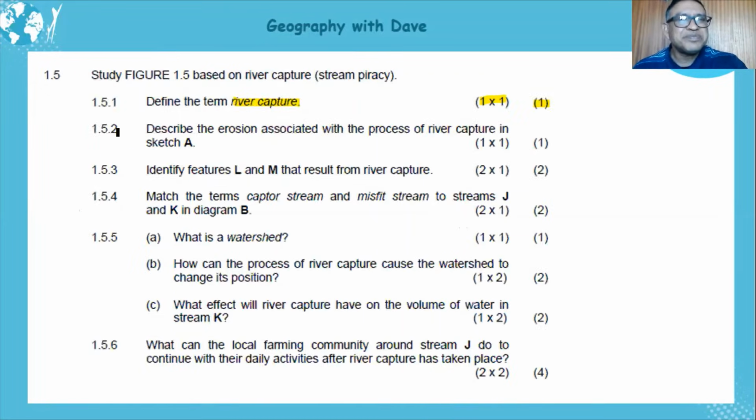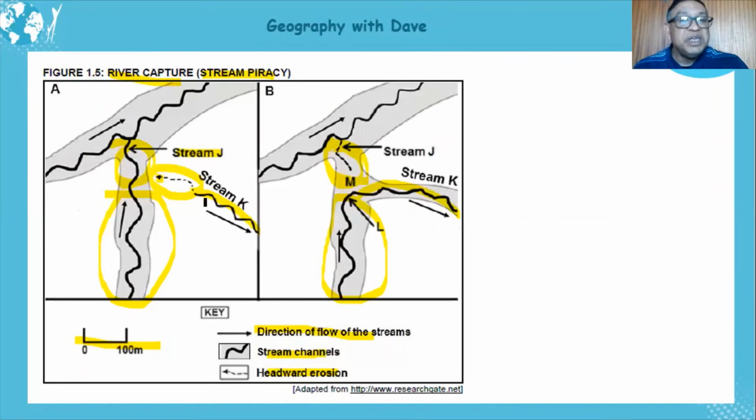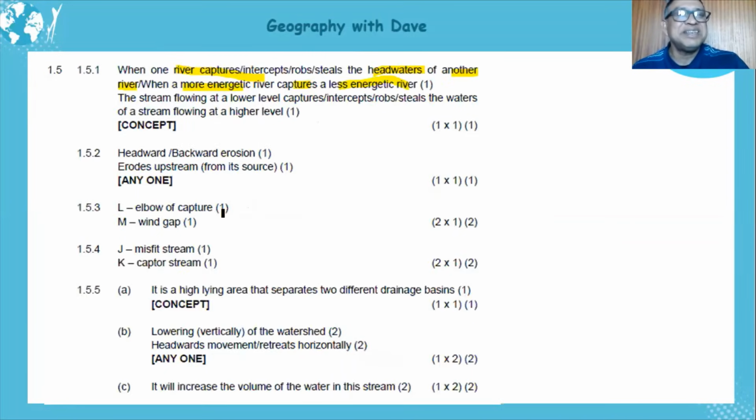Okay, let's look at this. Describe the erosion associated with the process of river capture. That's in sketch A. All right, we know what is happening here. Can you see it here? The examiner has even written it there. Can you see it? Interpreting your diagrams makes it easier. And look at the answer now.